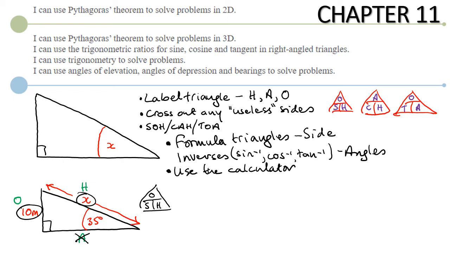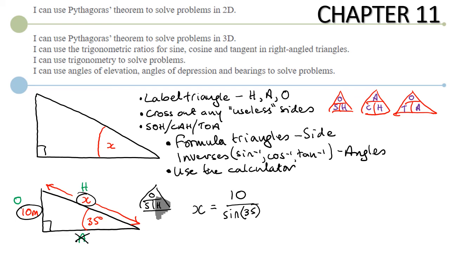Now, because I'm trying to find H, I cover up the H in the formula triangle, and that tells me that I do the opposite divided by sine. So let's do x equals opposite, which is 10, divided by sine. When you press the sine button, it's going to open a bracket, and that bracket is just reminding you that you need to type in an angle. Sine, cos, and tan are useless without an angle in the brackets. So as soon as you see that open bracket sign, you type in an angle.